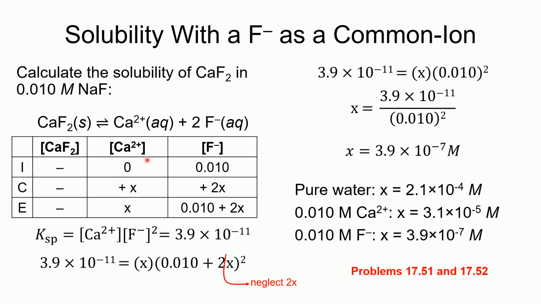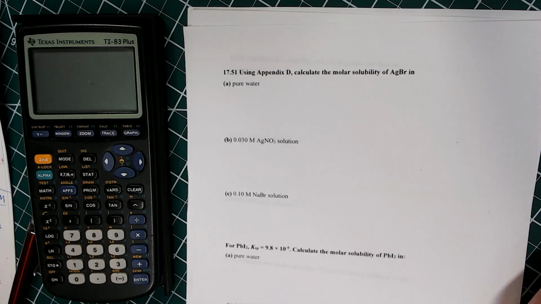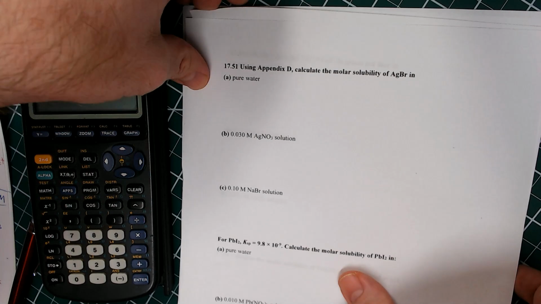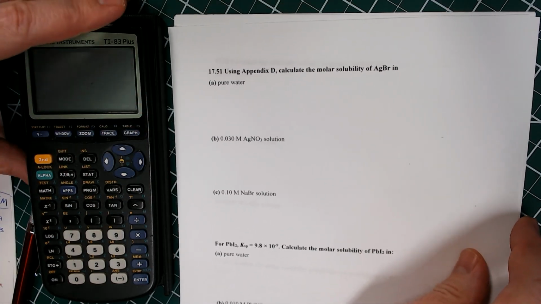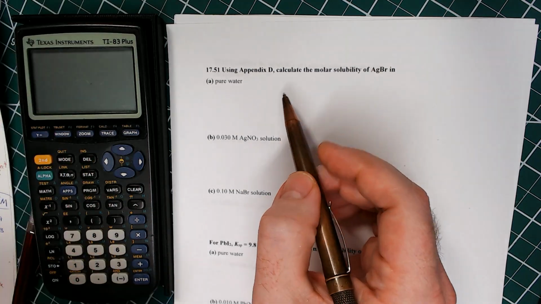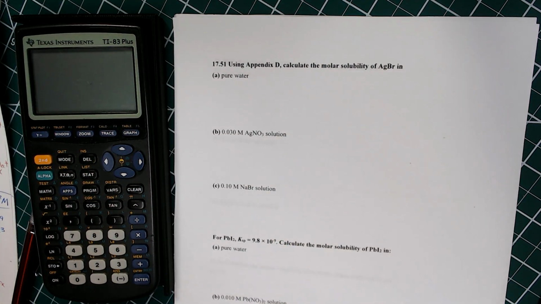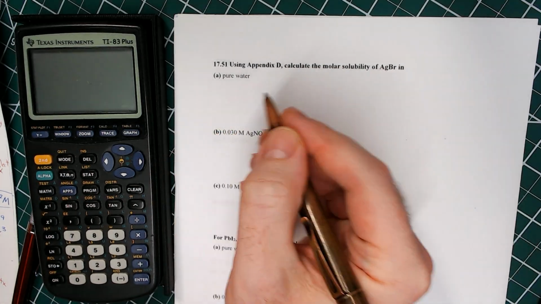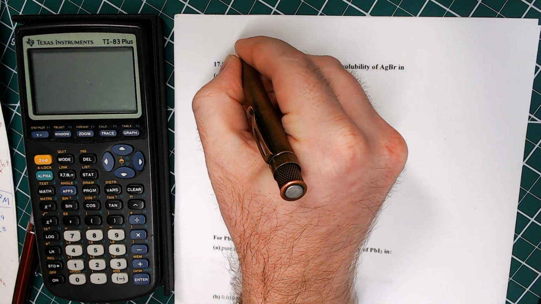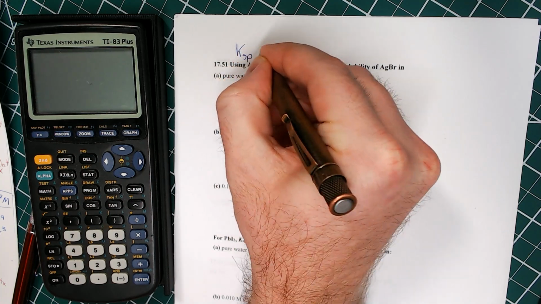Okay, well, what we want to do now is go over to our in-class assignment number 51, and switch over here. So the very first question here is, use Appendix D to calculate the molar solubility of silver bromide in pure water. Well, so I'm going to write out the equilibrium constant expression up here.